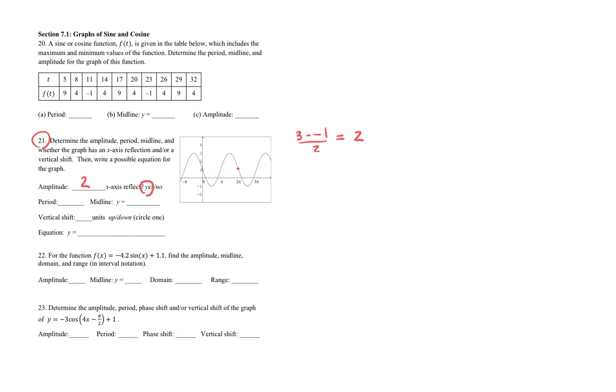And it looks like our graph reaches the same spot at around 2 pi. You can also do this by looking at the distance from peak to peak as well. Either of those will suffice, but either way it looks like our period is 2 pi.